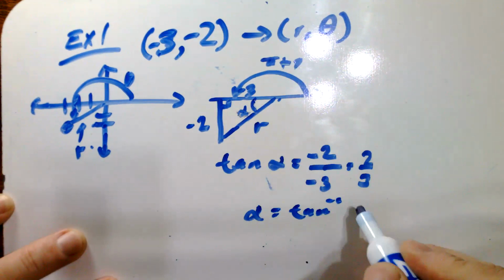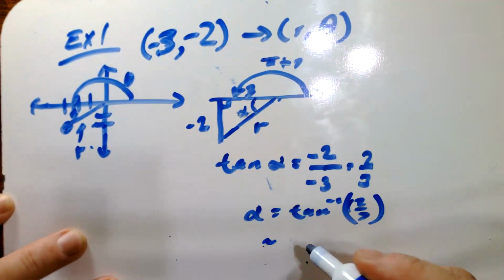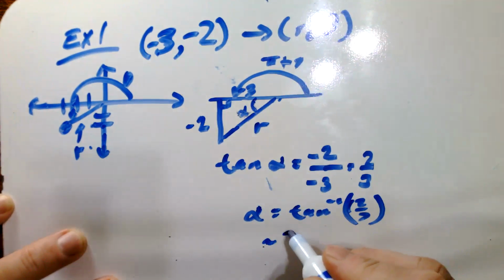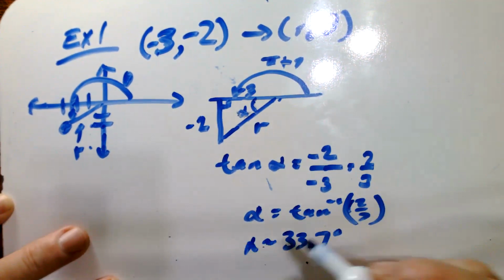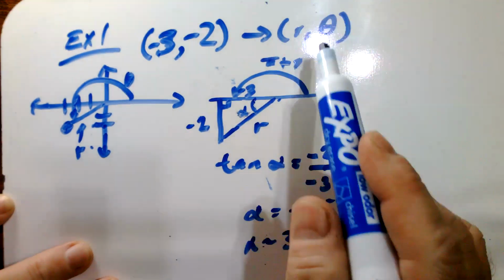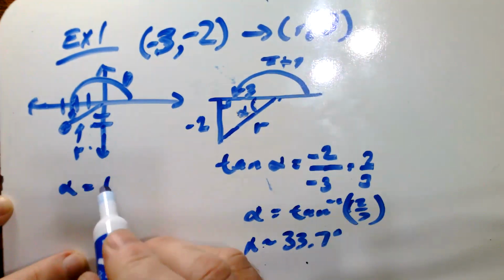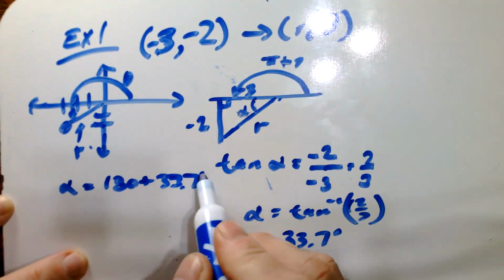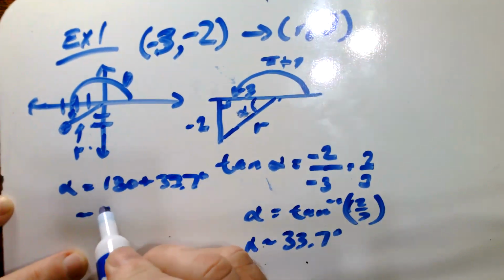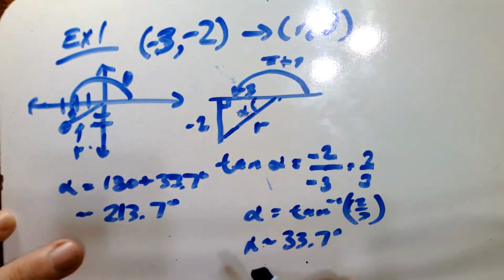So arctangent of 2/3 gives us a numerical value of approximately 33.7 degrees. Okay, so that's roughly what alpha is equal to. And so in degrees, if I wanted to write this angle theta, it is going to be 180 degrees plus that 33.7 degrees, which is approximately 213.7 degrees. Okay, so there's my theta.